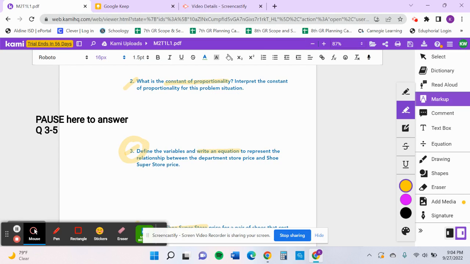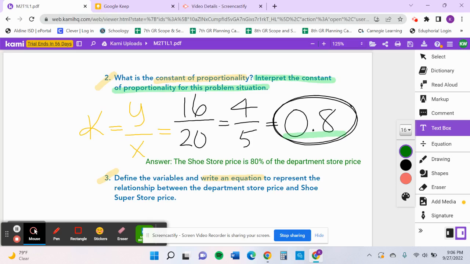Now let's check our answers. For number 2, k is equal to y over x. That is how you find the constant of proportionality. I just threw in a random set of values. 16 over 20 then simplifies, if you divide the top and bottom by 4, to 4/5. And again, 4/5 as a decimal is 0.8, or 8/10, which as a percentage is 80%.